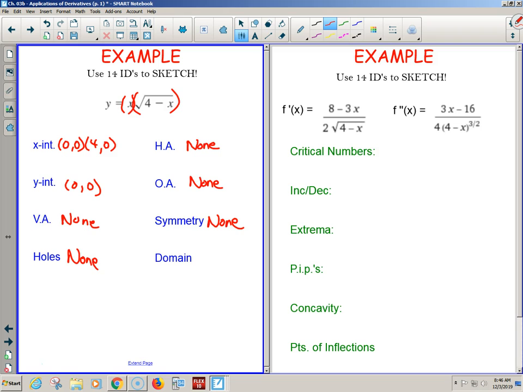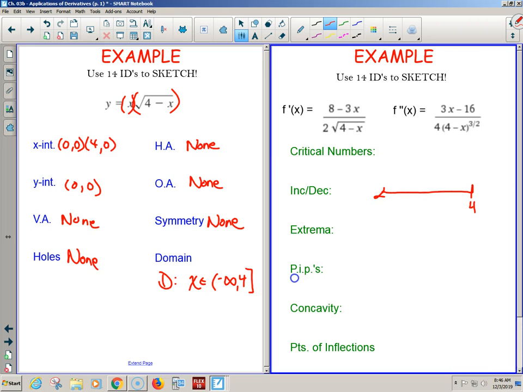Domain. There were no holes, there were no vertical asymptotes, but why am I going to say that this guy has to be only from negative infinity to 4? Why am I stopping at 4? It's a square root, and if I go higher, I'm going to have imaginary numbers. It's a different type of domain problem. Which means when I'm over here doing increasing, decreasing, I'm going to be stopping at 4, right? And for my concavity, I'm going to be stopping at 4. Something to keep in mind.